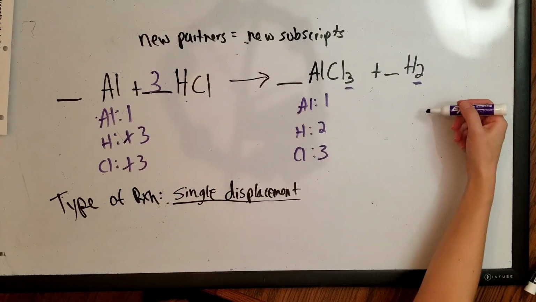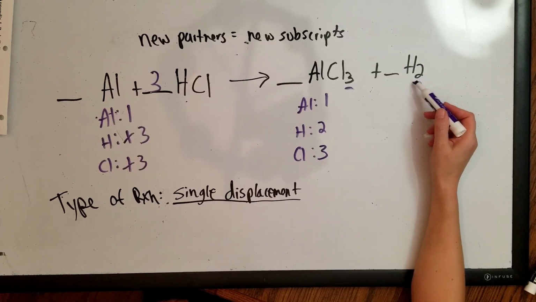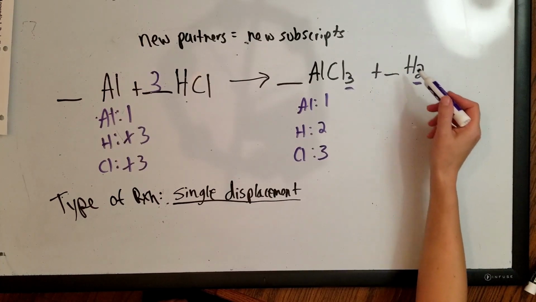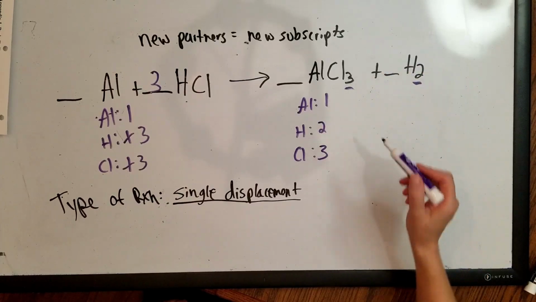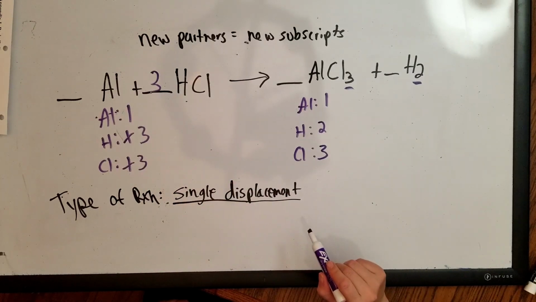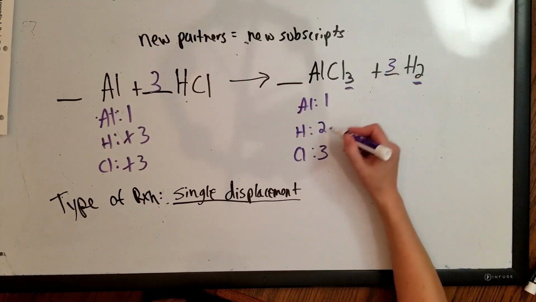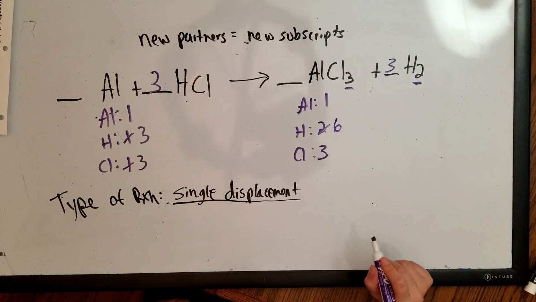Now notice over here on the product side, I'm never going to get an odd number of hydrogens. It's just not going to happen because I have a 2 here. So if I put a 2, I'm going to have 4 hydrogens. If I put a 3 there, I'm going to have 6 hydrogens. If I put a 4 there, I'm going to have 8. See where I'm going? So there's always going to be an even number of hydrogens. Right? So I'm never going to be able to get 3. So what I'm going to do instead, if I put a 3 here, that's going to give me 6 hydrogens. Right?